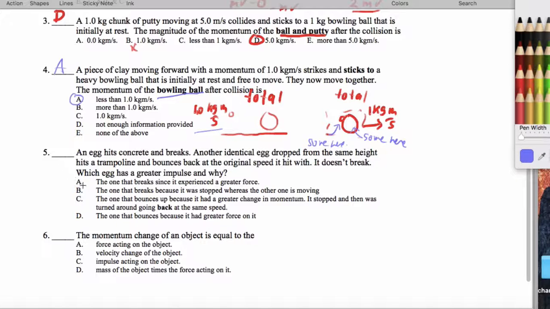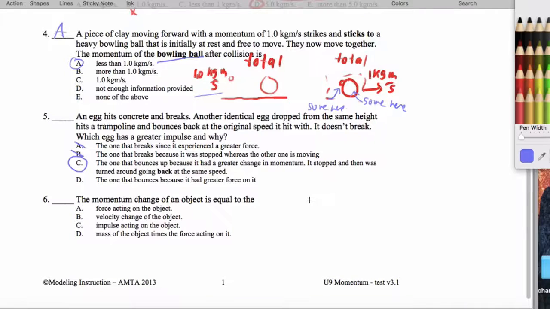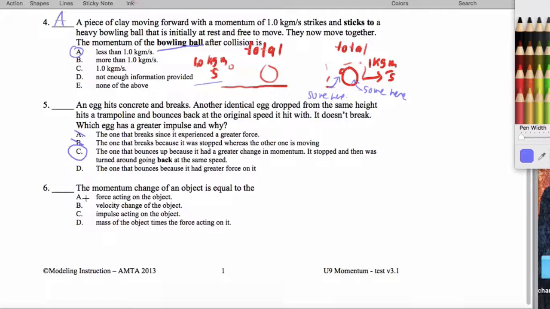So, you would think the one that breaks has a greater force, but that actually isn't it. This isn't true either. Yes, it might have had a greater force on it, but it actually turns out choice C is the correct choice. It bounces back up, and that means it had a greater change in momentum, and so it goes back up at the same speed. So even though it didn't break, the impulse is bigger, even though the force is less. And it actually turns out the one that bounces had less of a force on it. It's just the time was so long for the bouncing that it ended up getting more impulse. The momentum change in the object is equal to the impulse.